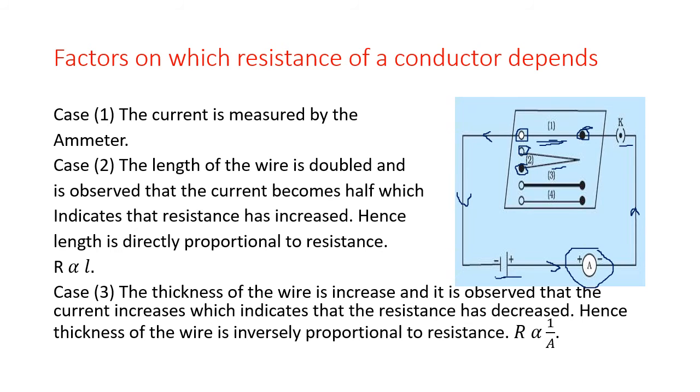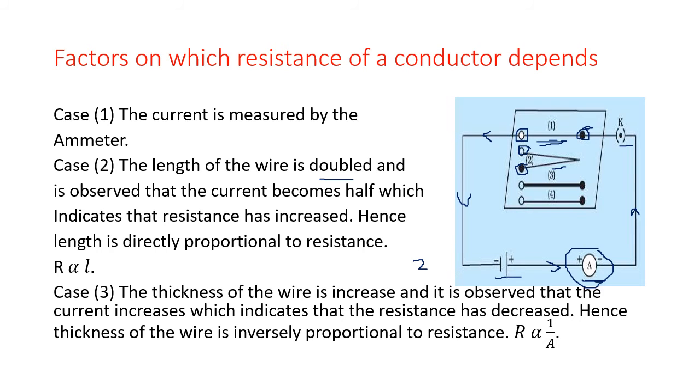and same material as wire number 1, but it is double in length. Case 2 has got the wire doubled in length. Now when this wire 2 was put in place of 1, what was observed? It was observed that the current became half. So if the current has become half, it means the resistance has become doubled.